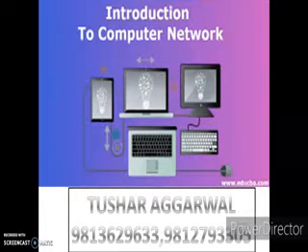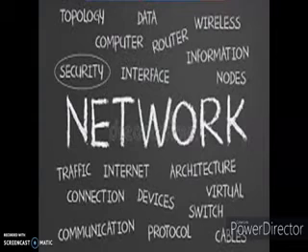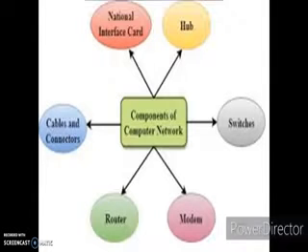Unit number 3, Introduction to Computer Networks. Friends, this has been newly introduced into your syllabus. In computer networks, first we have to understand what a network is. These are some typical things related to a network: topology, data, computer, router, wireless, security, interface, information, nodes, traffic, architecture, connection, communication, devices, protocols, switch, cables. There are so many things which we have heard of in terms of a network.